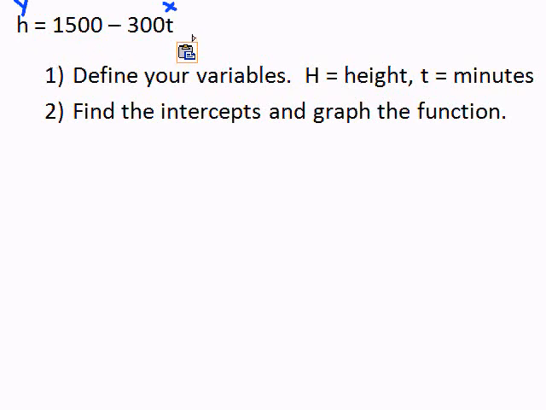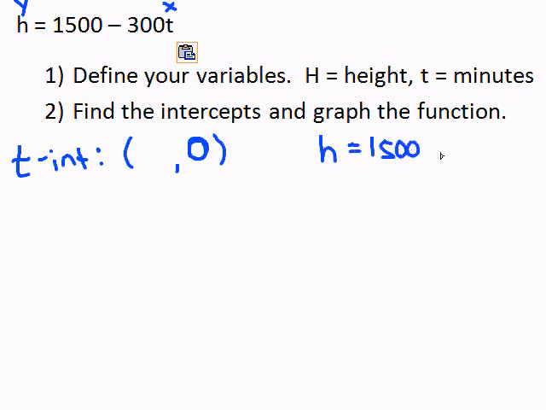Let's find our t-intercept first. To find the t-intercept, notice the t is in the x spot. It's going to be some number, comma, 0, because we're going to put 0 in for the other letter than t. So to find the t-intercept, we take our function, h equals 1,500 minus 300t, and we put 0 in for the other letter than t. We put 0 in for h.